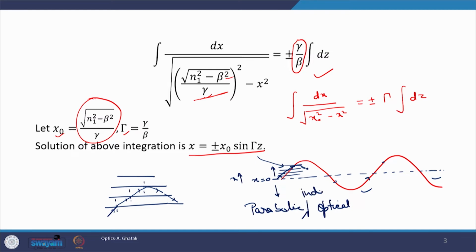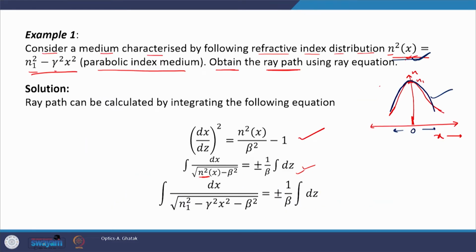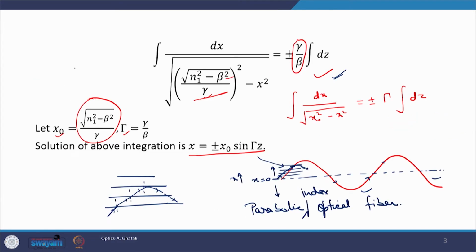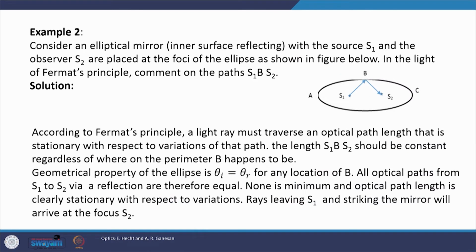Parabolic index optical fiber. Due to this type of refractive index profile, these optical fibers are able to guide the light along its length. This is an example of light guidance inside a medium. But this guidance requires a particular distribution of refractive index, and one such distribution is given in this problem. Therefore, ultimately we have this expression for the ray path. Now let us go to the next problem.